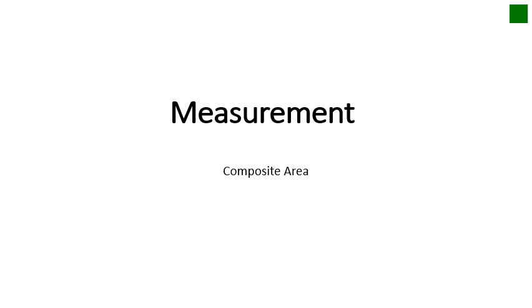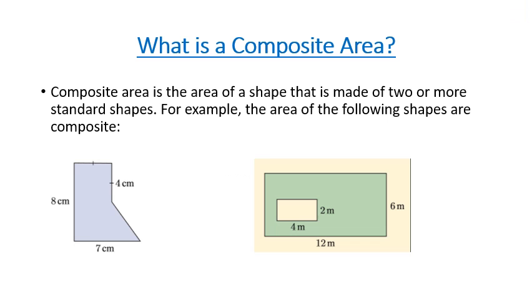This video tutorial focuses on the mathematical strand of measurement, and more specifically we look at composite area. So what is a composite area? Well, essentially a composite area is an area of a shape that is made up of two or more standard shapes or regular shapes. So for example, the area of the following shapes are composite. And to show you how they are, we can do this.